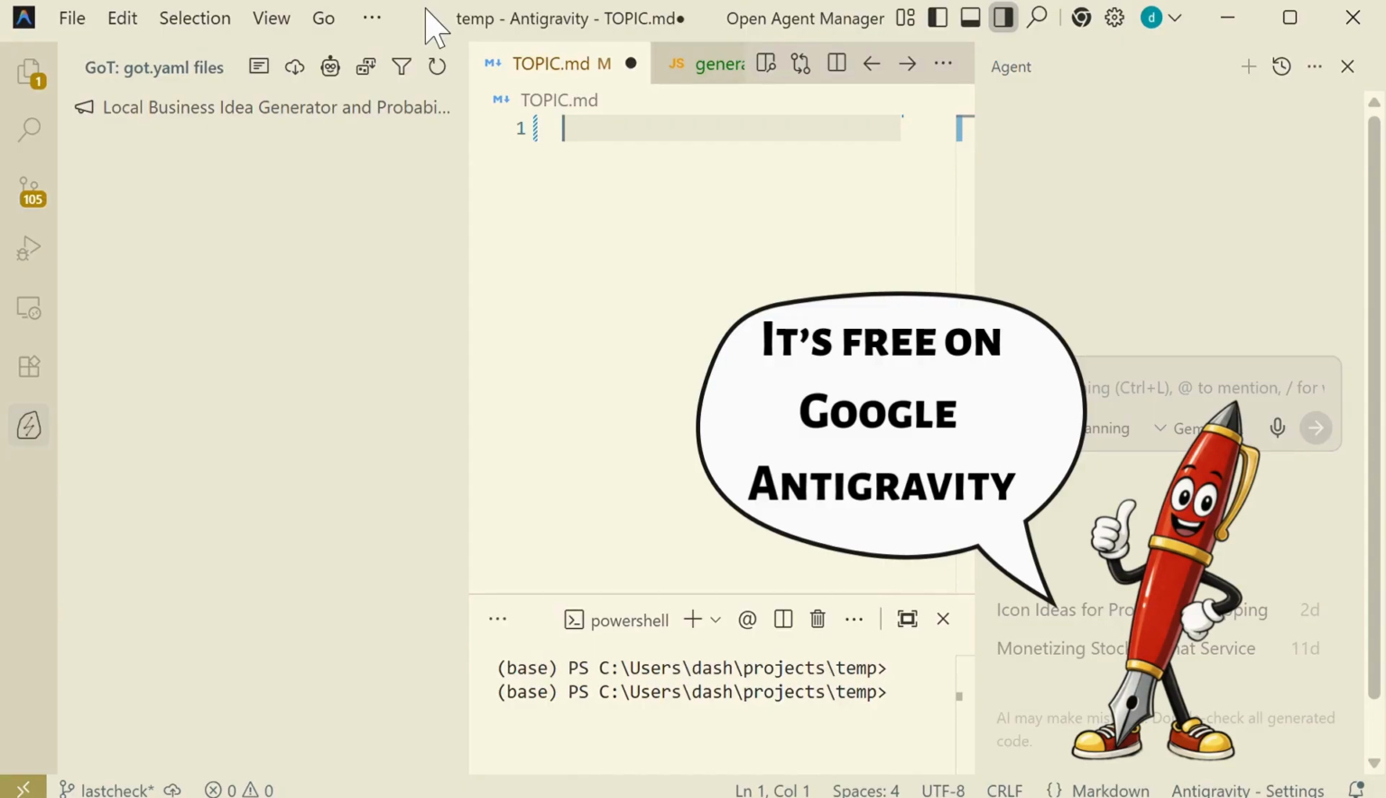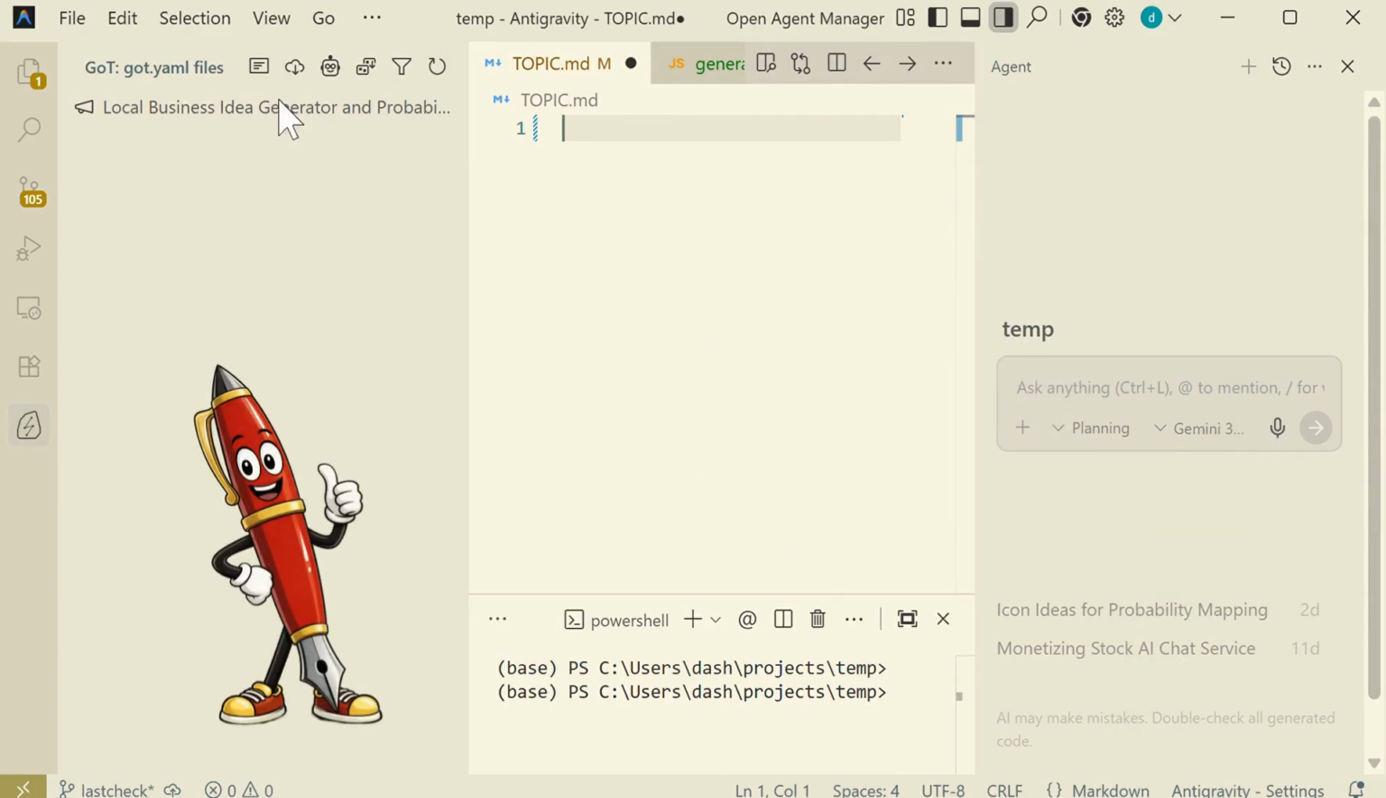This extension is free for basic features and available on Google Antigravity, which is also currently free. Using the extension is simple. There are only 3 steps.